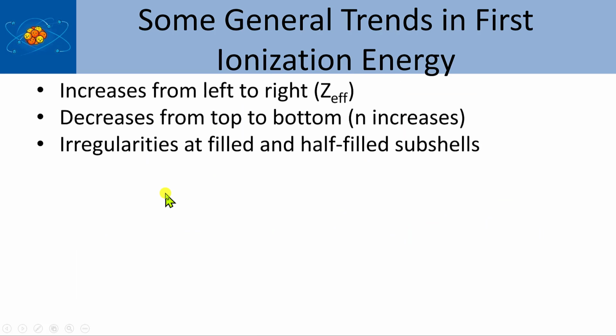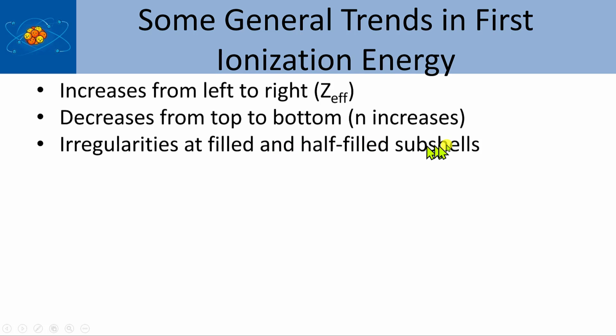Okay, so we've looked at the left to right trend. That's effective nuclear charge. That's the general trend, right? It's increasing, ionization energy increases from left to right. And from top to bottom, it changes because of the increasing principal quantum number. So the orbitals are getting bigger, they're further away, and it's easier to remove those electrons.